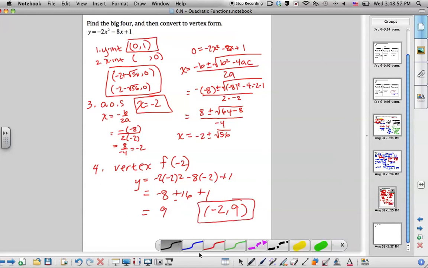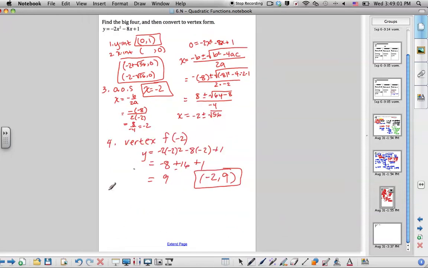All right, so we already know what our a value is. Let's just go ahead and write this out now. Vertex form is, let's see, our a value is -2. Where did you get that from? Right here. Right there, right?